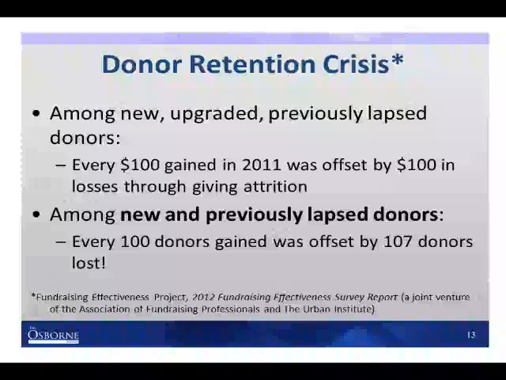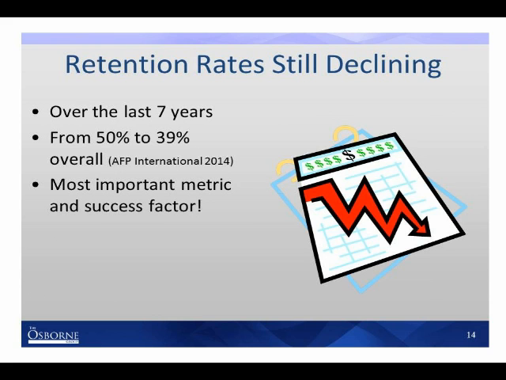You're not going to give up. It's the rare person, I'm not saying it never happens, but it's the rare person that's going to write a $100 check to a charity and they're worried about the rent money. So these folks, the fact that we're churning through gifts at these levels, not good, right? And it's getting worse. Over the last 7 years, we went from 50% to 39% in overall donor retention. And it's one of the most important metrics for success.